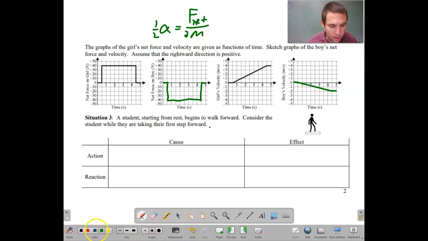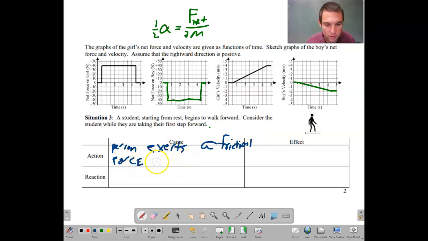All right, continuing on. We have a student starting from rest begins to walk forward. Consider the student while they are taking their first step forward. Action. When you walk, or when this person walks, you are exerting a frictional force, not fictional, frictional force backwards on the floor.